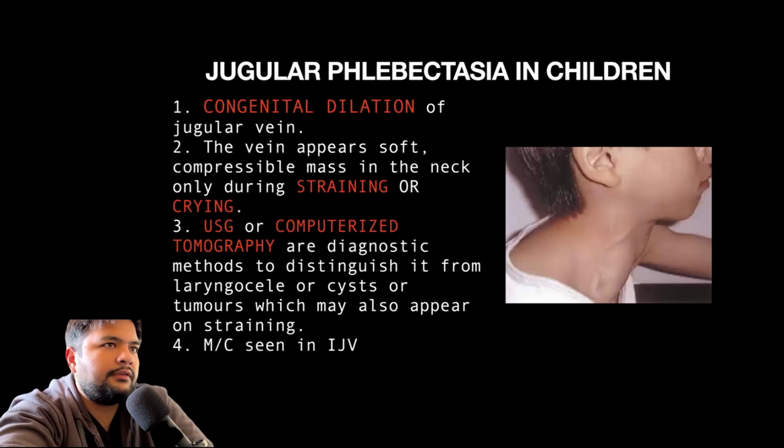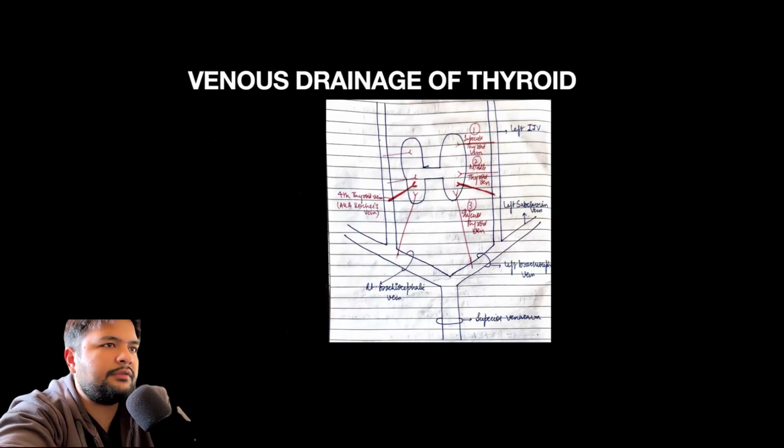Coming to jugular phlebectasia in children. It is the congenital dilation of the jugular vein. The vein appears as a soft compressible mass in the neck only during straining or crying. USG or computerized tomography are diagnostic methods to distinguish it from laryngocele, cysts or tumors, which may also appear on straining. It is most commonly seen in the internal jugular veins.